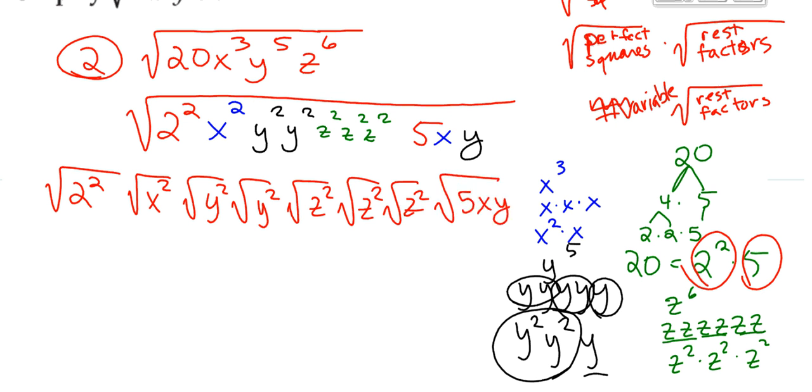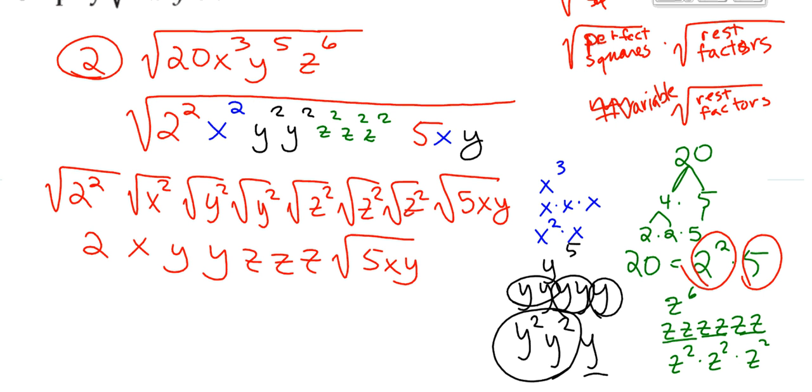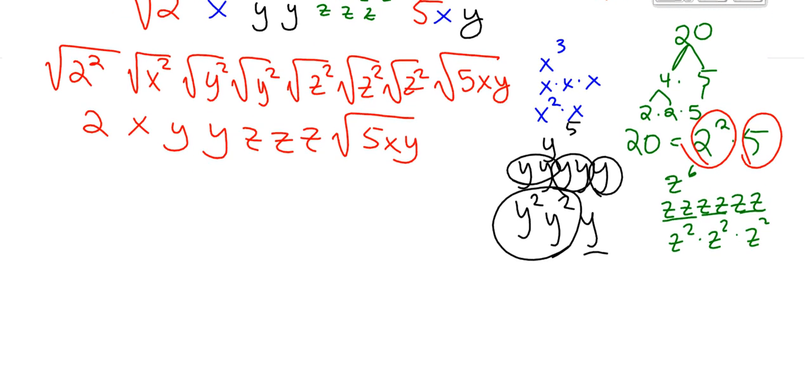All those are the rest of the factors that are not going to be perfect square factors. Now I'm going to take out of the radical all the perfect square factors. So the square root of 2 squared is just 2 times x times y times y times z times z times z, the square root of 5xy. Now I'm going to rewrite these factors a little better. So that's 2xy squared, z to the third, the square root of 5xy.